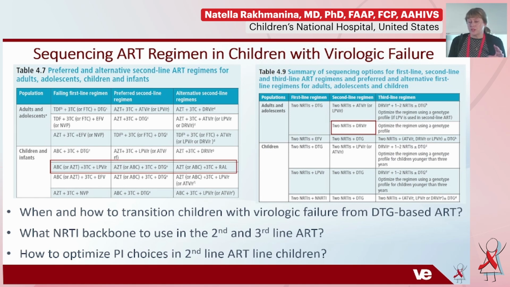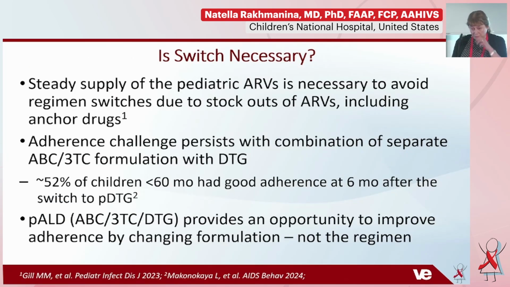When and how to transition children with virological failure from DTG-based ART? What NRTI backbone to use in the second and third line? And how can we optimize PI choices in the second line ART and potentially third line as well? But before I move on to answering these questions, I want to start by asking a question: is switch always necessary?